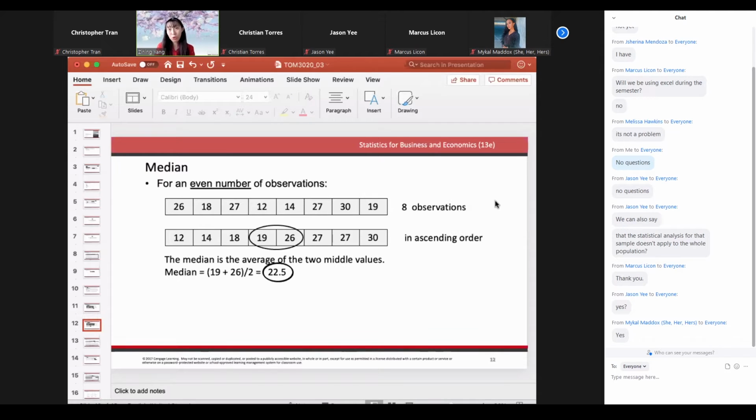What if we had a new student? Okay, now we have an 8th student. The 8th student is a 30-year-old. Okay, so it's at the end of the ascending order. And now with 8 observations, the middle value will be in between the 4th and the 5th number. So we take the average between 19 and 26. So the median of these 8 students becomes 22.5. So that's how we find the median.